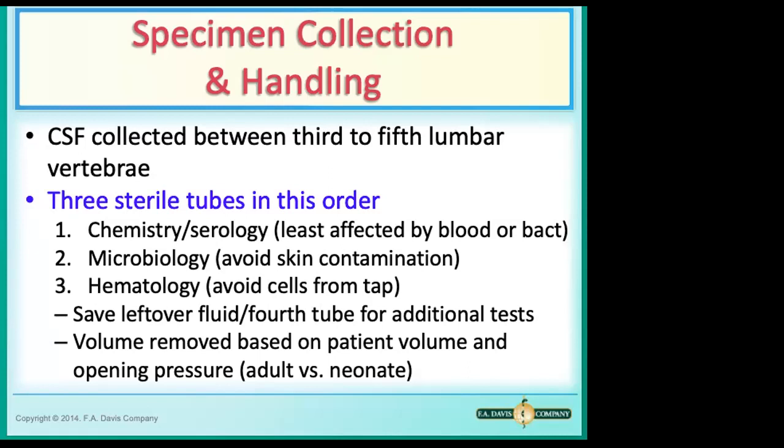The volume of the CSF that is going to be removed is based on the volume available in the patient, so it's going to differ between an adult and a neonate. It also differs by the opening pressure of the CSF, which is measured when the needle first enters the subarachnoid space. So the opening pressure, and whether the person is an adult or a neonate, is going to make a difference as to how much we're able to obtain from this particular patient.